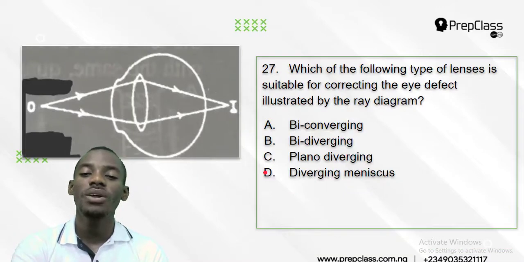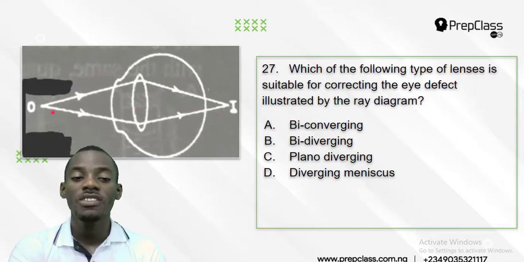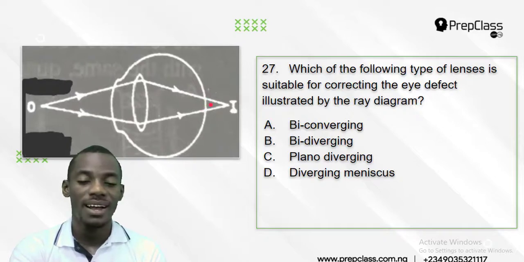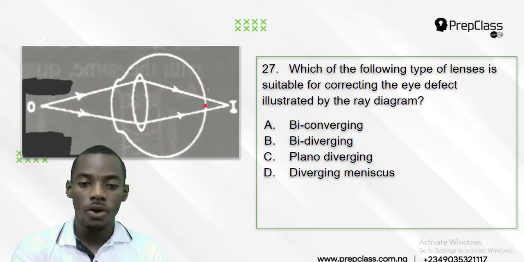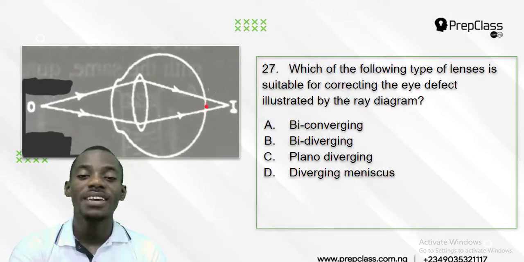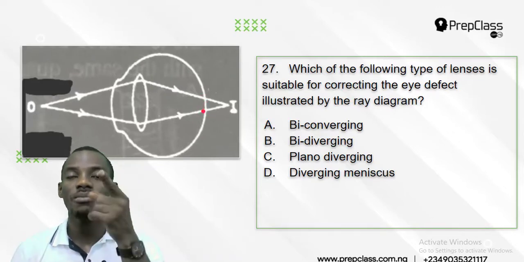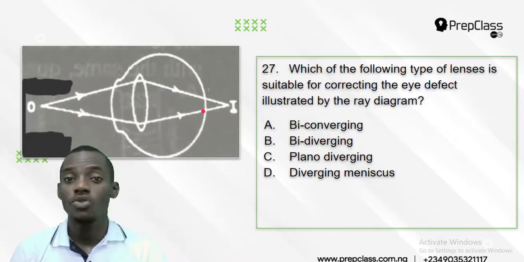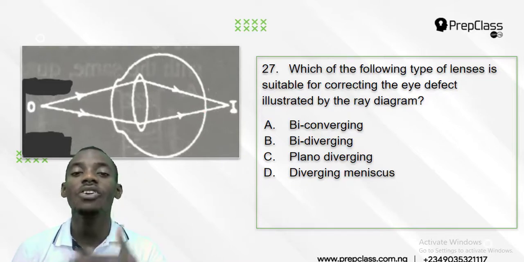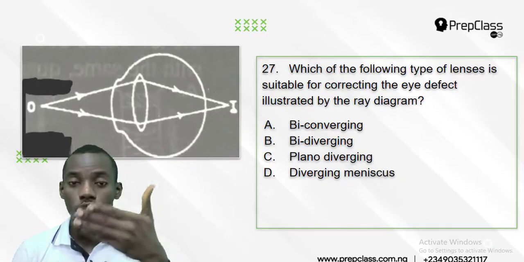Number 27 says, which of the following type of lens is suitable for correcting the eye defect illustrated by the ray diagram. Now this eye defect is actually long-sightedness. That means because this object is close by, the image is formed behind the retina, and that's why this person can't see. For you to see, the image must be formed on the retina, because the retina in the eyes is right here. If the image is formed at the back of your retina, you can't see that thing. And that's why people that are long-sighted can't see close objects.